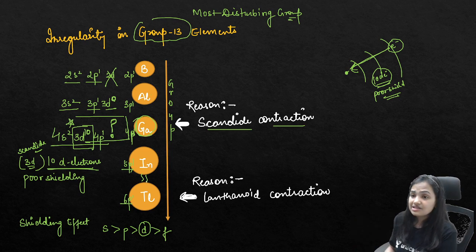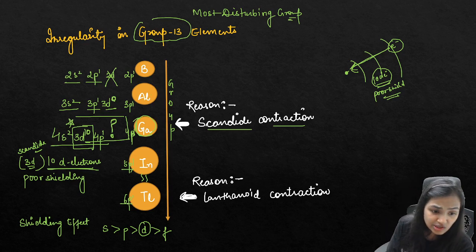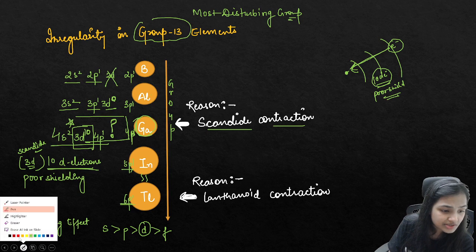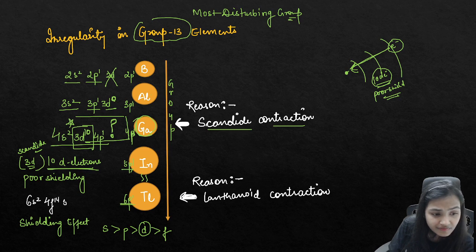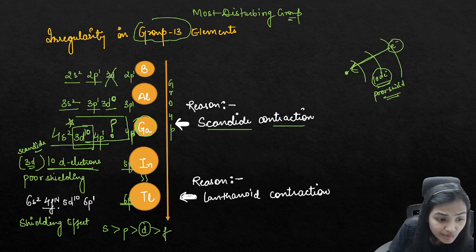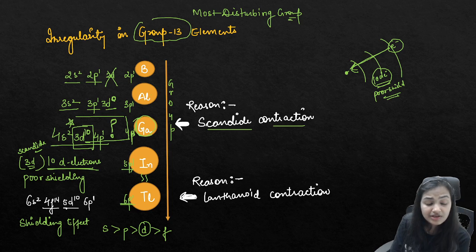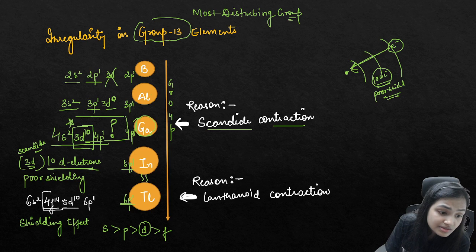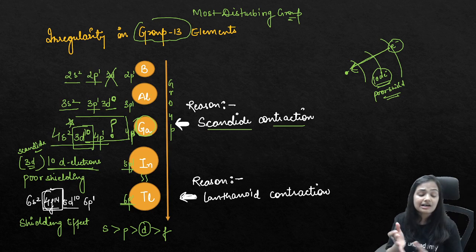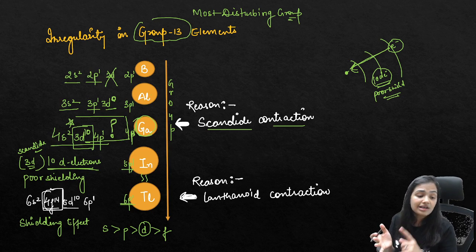Why is there no such increase in size? Guys, because if you look at the 6p orbital, the electronic configuration comes out to be 6s2, 4f14, 5d10, and then we have 6p1. So here we have 4f14 and 5d10 electrons. So we do have d electrons as well, and we do have 14 f electrons. So these are the additional 14 electrons.